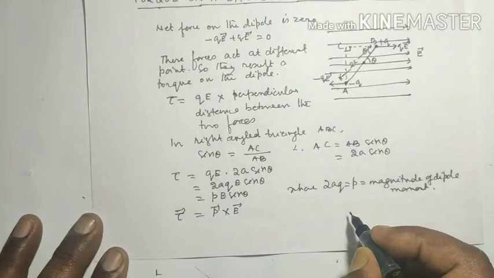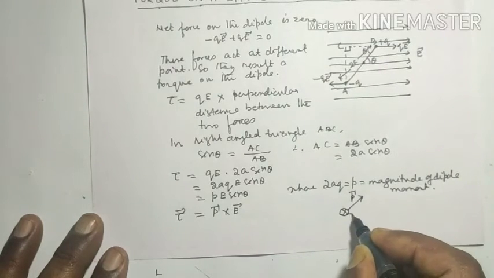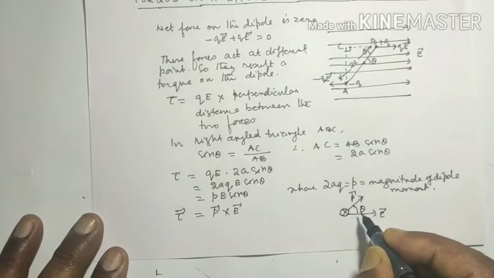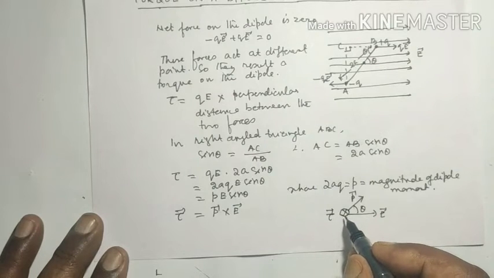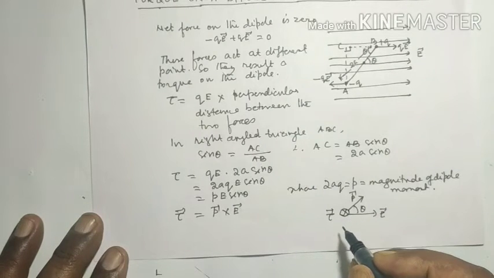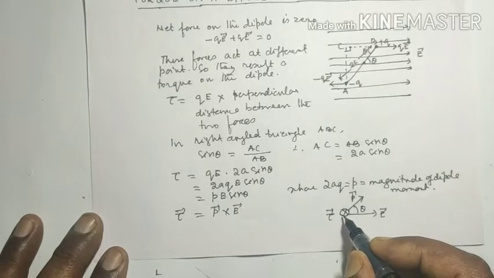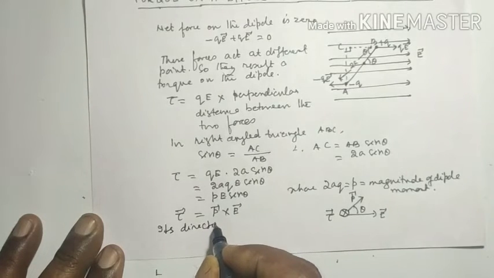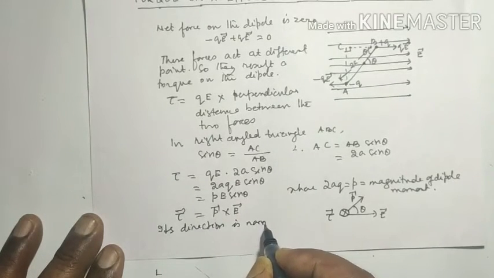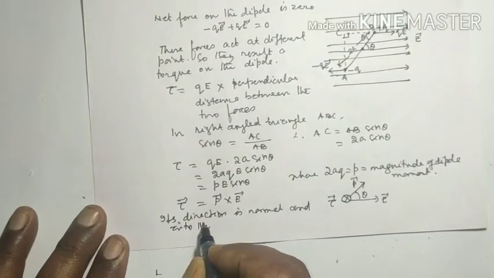Now we represent it like this. This is your p vector and this is your E vector, and this angle is theta. The direction of tau is into the page and perpendicular. It can be given by right hand screw rule, p cross E. So the direction of tau is inward, normal and into the page.